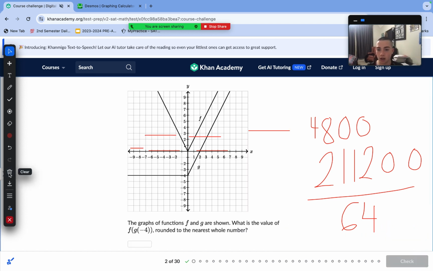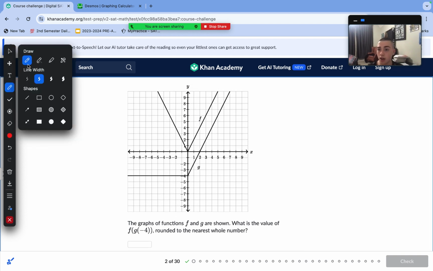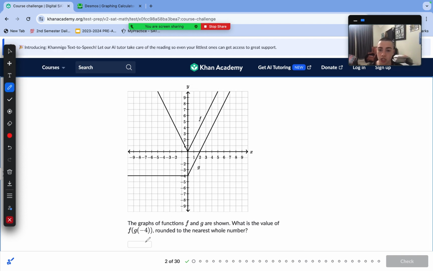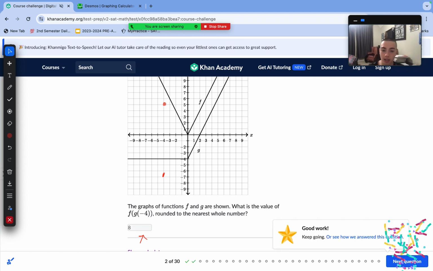Okay, on to our next question here. We have two functions. What is the value of this composite function? So first, we're going to go to function g, and where the x value is -4, we're going to find the corresponding y value, which is -4. So now we're going to go with f, graph f. When x is -4, the y is +8. So that means the value of that is equal to 8.